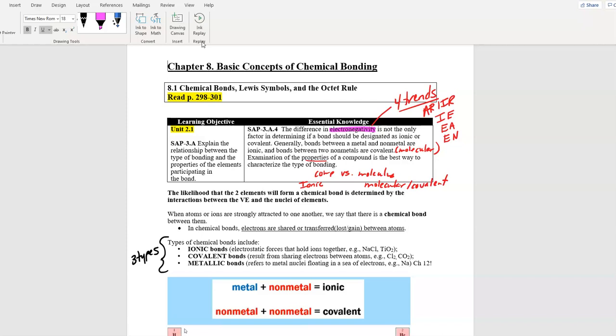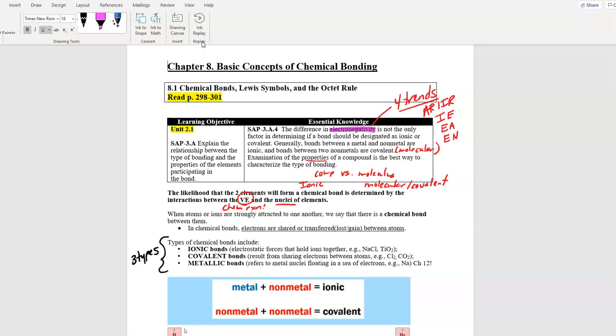The likelihood that 2 elements will form a chemical bond is determined by the interaction between the valence electrons and the nucleus. And remember that nucleus, Mr. Protons. Mr. Protons doing a lot of help also. Valence electrons are responsible for any time we have a chemical reaction. They are the hardest working electrons. Okay, remember the core are protecting the nucleus, but the valence electrons are losing and gaining to form whatever compounds or molecules or bonds that they're trying to form.